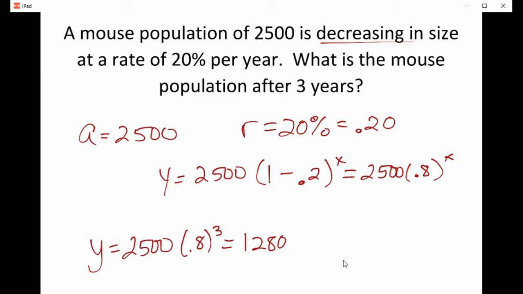Wonder why the mouse population is decreasing. It's no fun having a mouse. I once had a rat in my house. It's a crazy story. I'll have to tell you guys sometime.